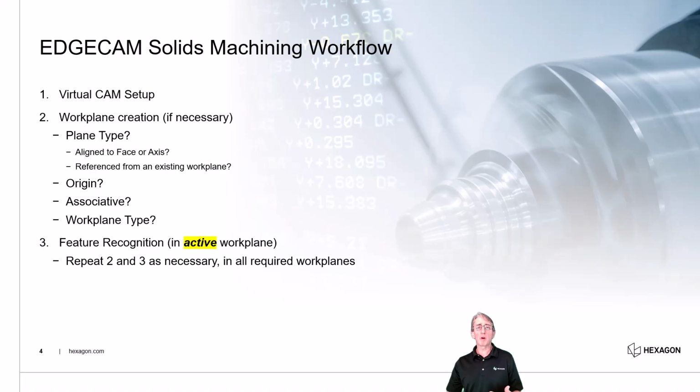So after workplanes are created, if necessary, then feature recognition is done, and it's always done in the active workplane. And that means that in a multiplane scenario, such as mills with rotary axes or lathes with live tooling, we're potentially going back to step 2 to make more workplanes and then feature recognition in those workplanes, and then moving on to building tool path and simulating NC code.